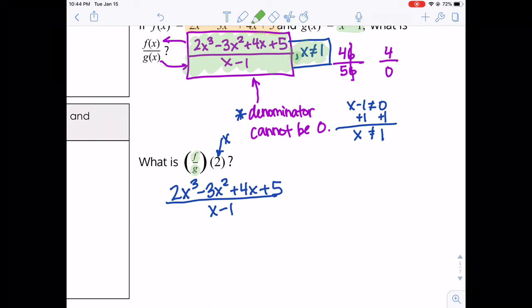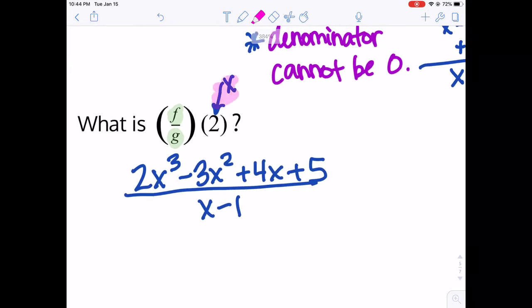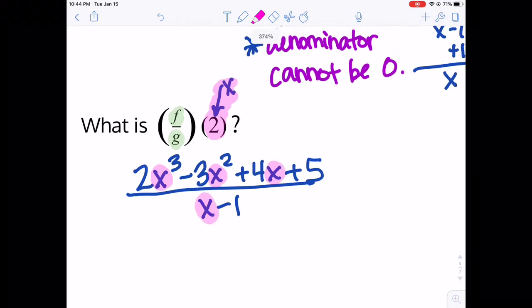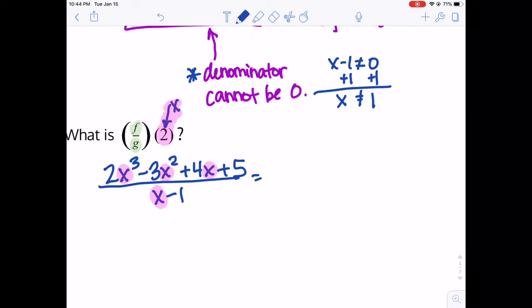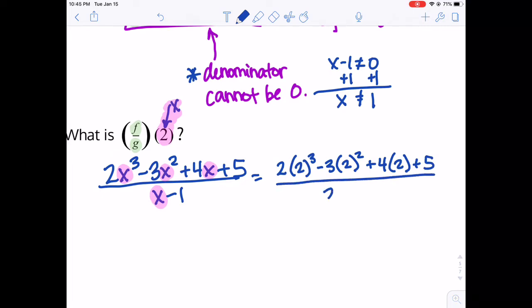In this problem, they're telling us that anytime we see the letter x, they want us to put in the number 2. So right here in this x, we're going to put a 2 here, we're going to put a 2 here, and we're going to put a 2 here. So it's going to be the same as writing 2 times 2 to the third minus 3 times 2 squared plus 4 times 2 plus 5, all over 2 minus 1.